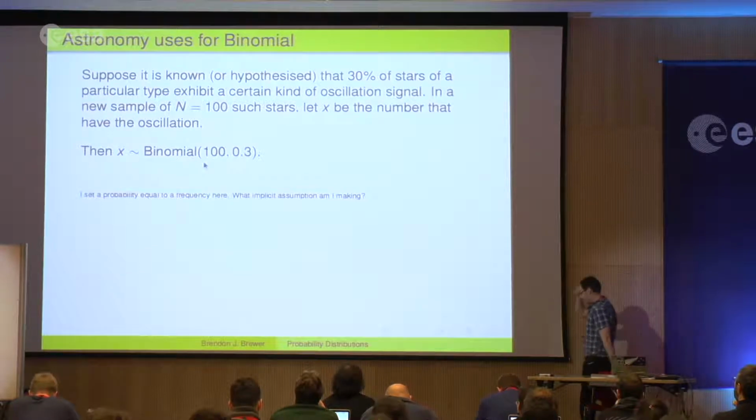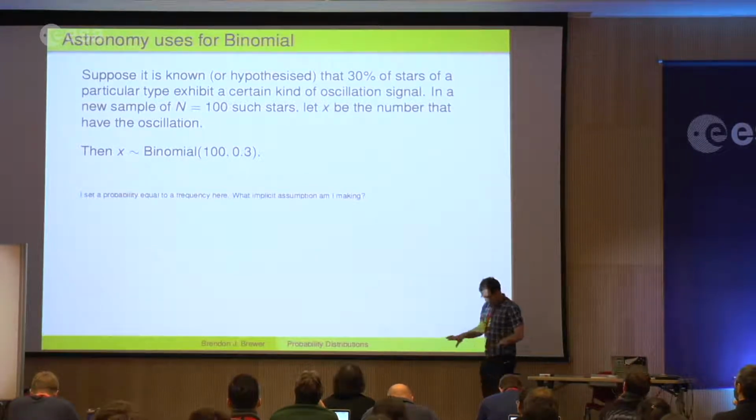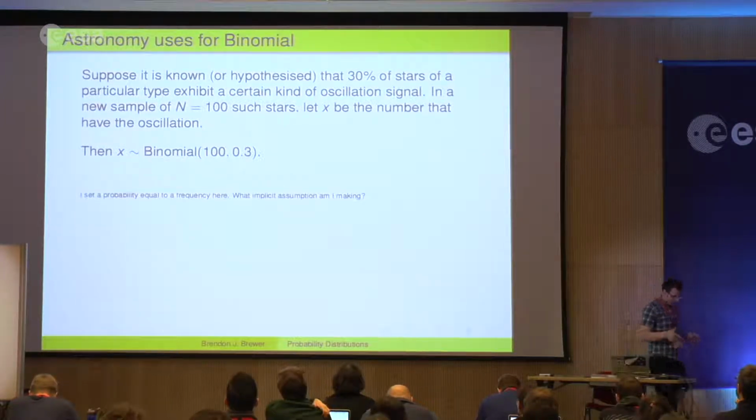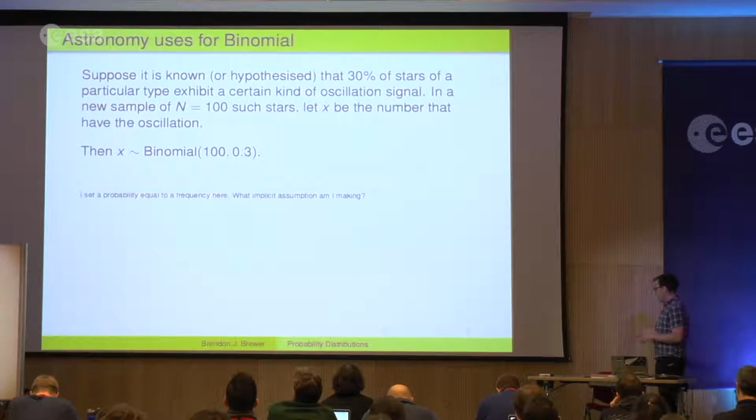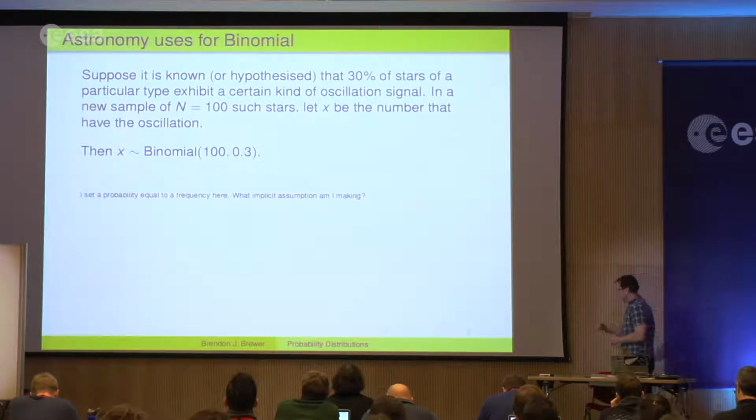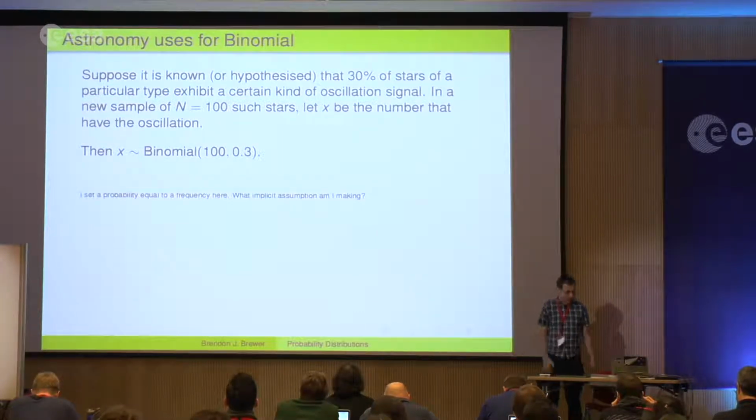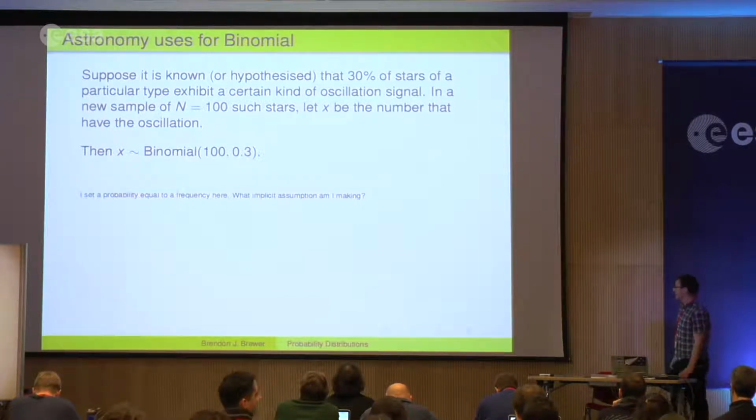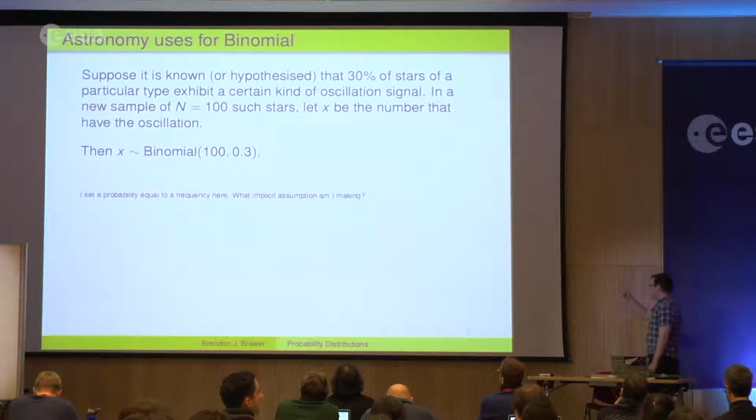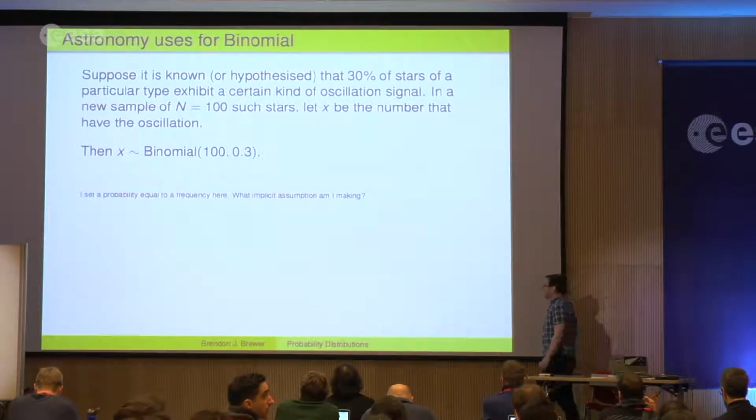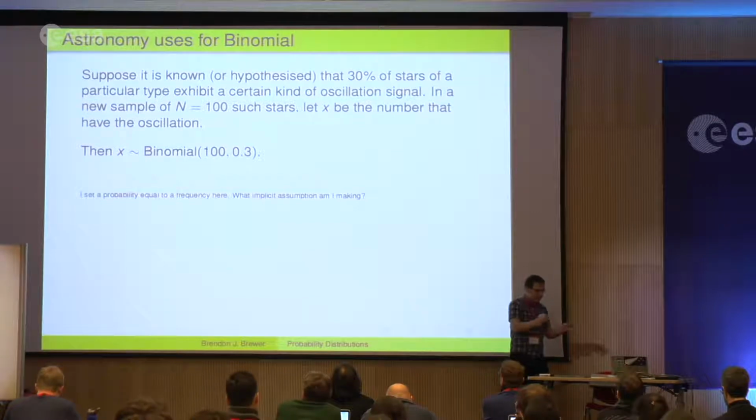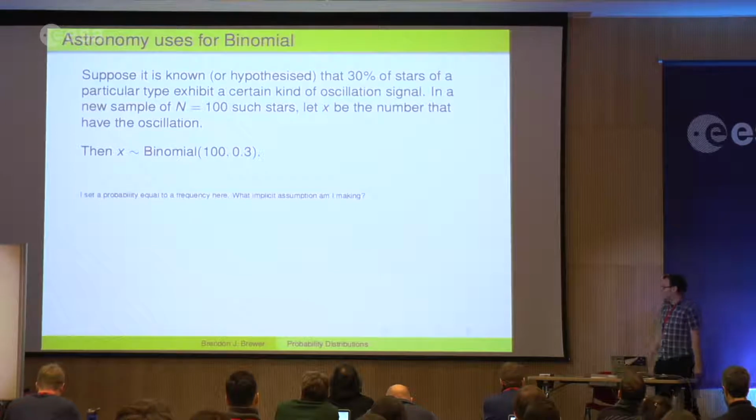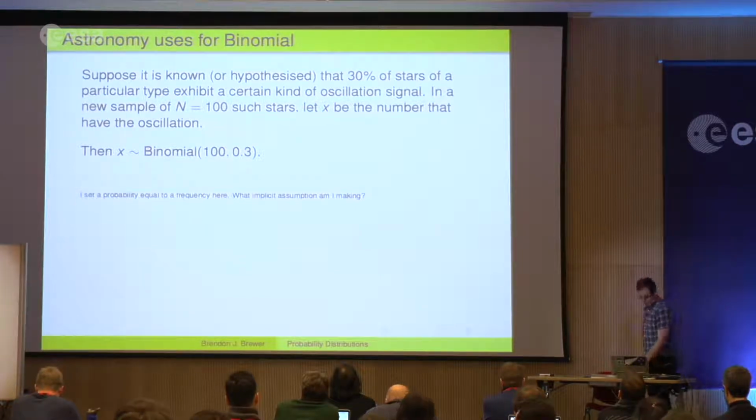This distribution would be a distribution over the integers from 0 to 100, because if there are 100 stars, then the number that have the oscillation could be 0 or 1 or 2 or 3 or 4 or up to 100. So there's 0 probability for anything other than those integers. It would probably peak somewhere around 30. I haven't plotted it exactly, but you can imagine some distribution centered around 30 with some kind of bell curve shape, if you were to plot it.